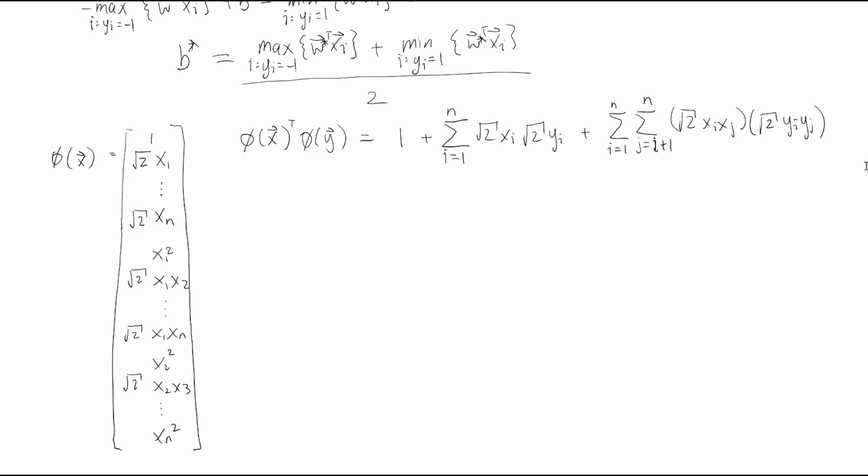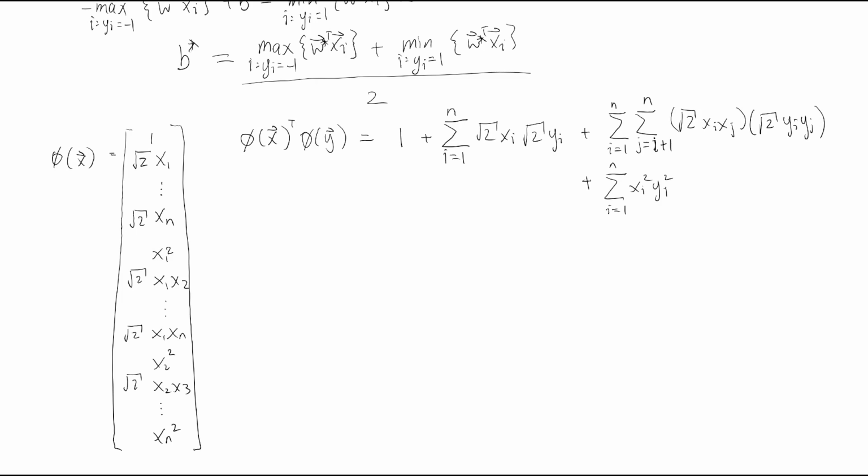And then there's also this term. So this double sum is actually taking care of all the cross terms. And then we still need to have one summation for the squared terms. So it's going to be the sum from i equals 1 to n of xi squared, yi squared. Okay, so that takes care of all the x1 squared, x2 squared terms.